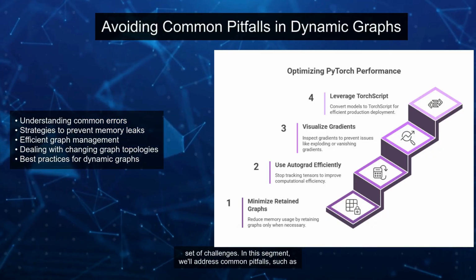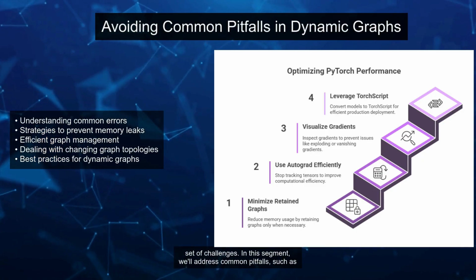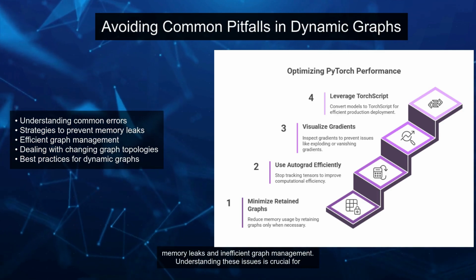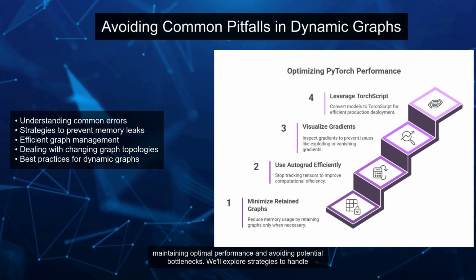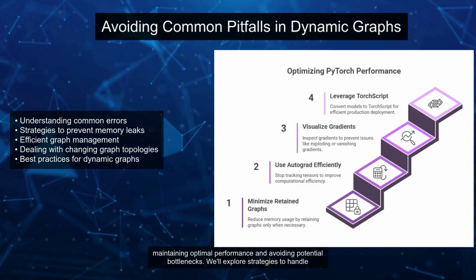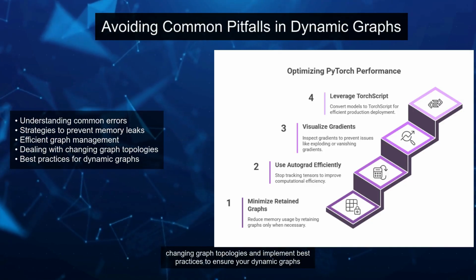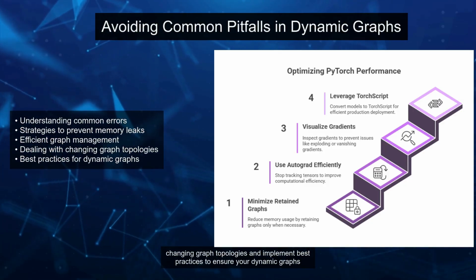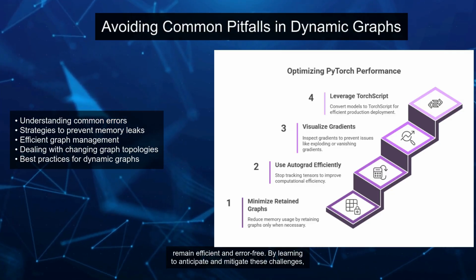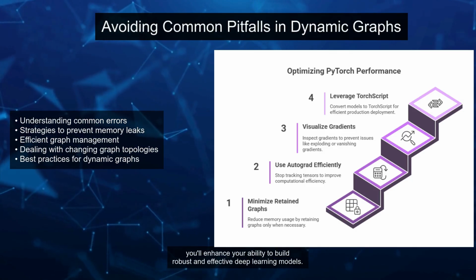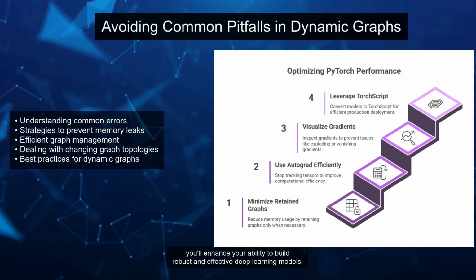In this segment, we'll address common pitfalls, such as memory leaks and inefficient graph management. Understanding these issues is crucial for maintaining optimal performance and avoiding potential bottlenecks. We'll explore strategies to handle changing graph topologies and implement best practices to ensure your dynamic graphs remain efficient and error-free. By learning to anticipate and mitigate these challenges, you'll enhance your ability to build robust and effective deep learning models.